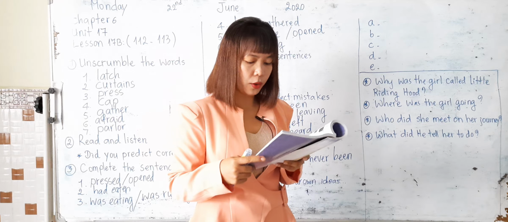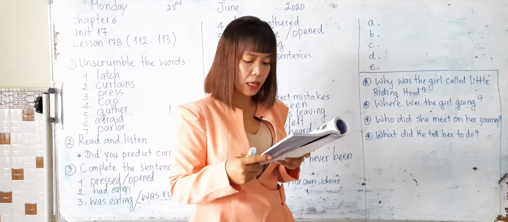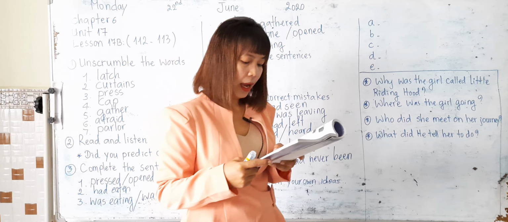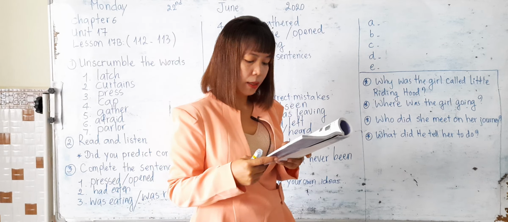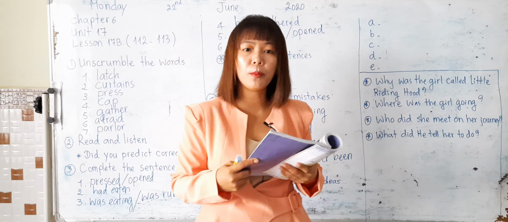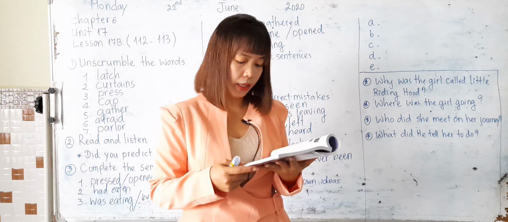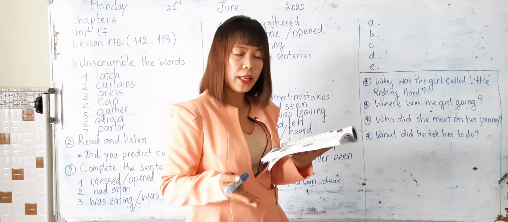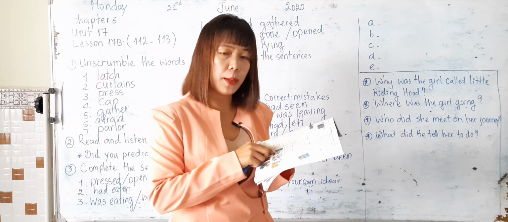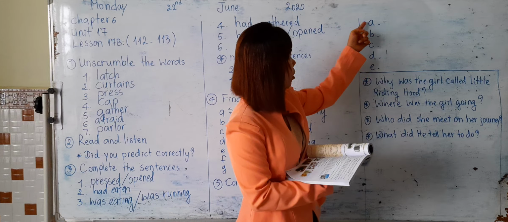For example, A. I passed the exam easily because... because what? I passed the exam easily because... Okay, so you add your own idea and then you can look at picture 1. Because of what? Okay, so this one is for your homework together.